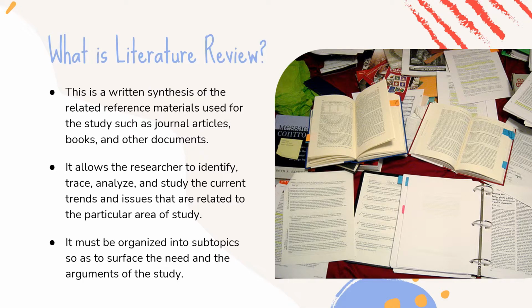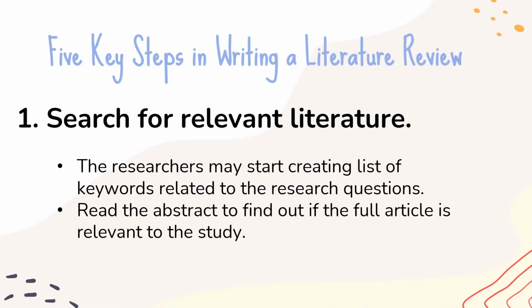A good literature review doesn't just summarize sources, it also analyzes, synthesizes, and critically evaluates all presented information to give a clear picture of the state of knowledge on the subject. Here we present to you 5 key steps in writing a literature review. Number 1. Search for relevant literature.